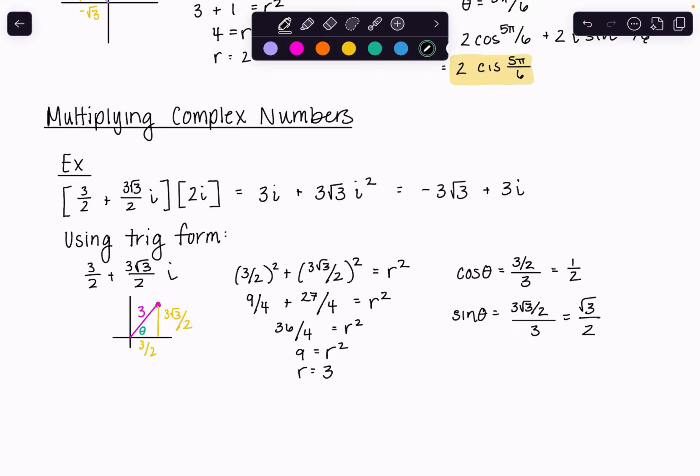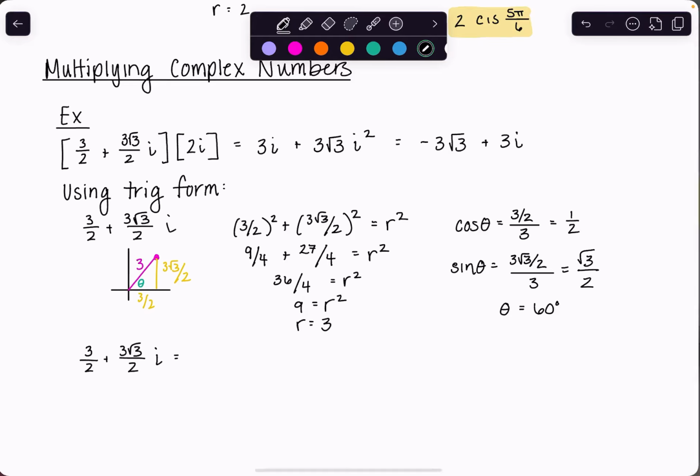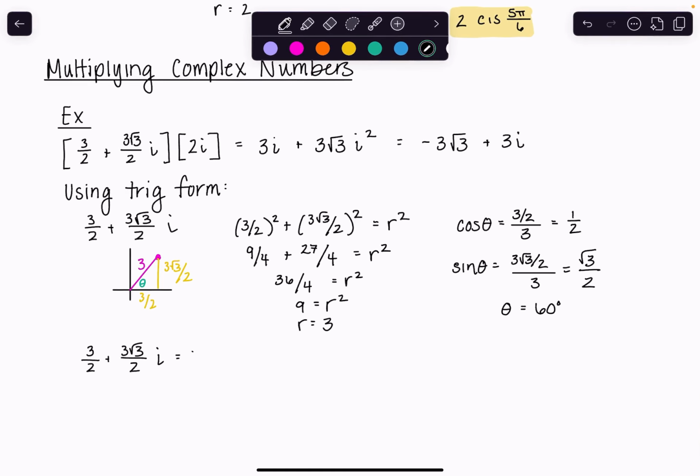So for cosine to be 1/2 and sine to be root 3 over 2, our theta value has to be 60 degrees. And so I'm going to utilize numbers because again, it's going to be a little bit easier just to build this equation. So this number in complex form is going to be 3 cis 60 degrees, okay?